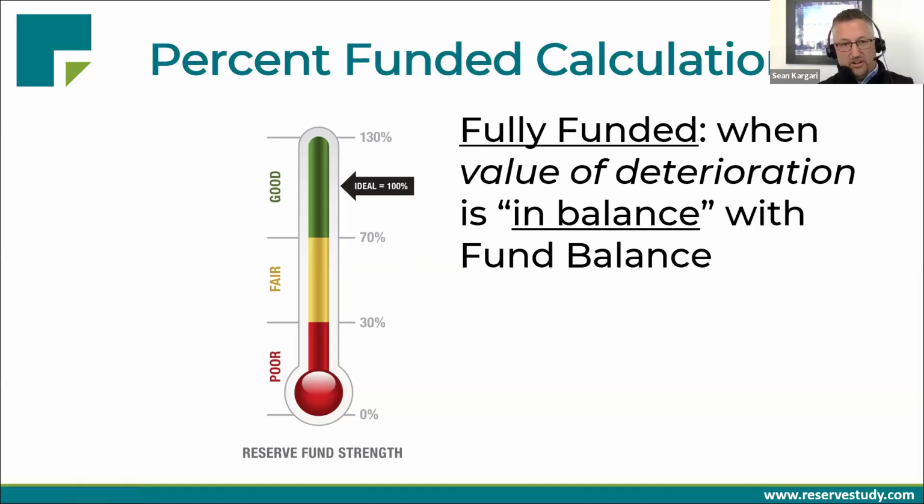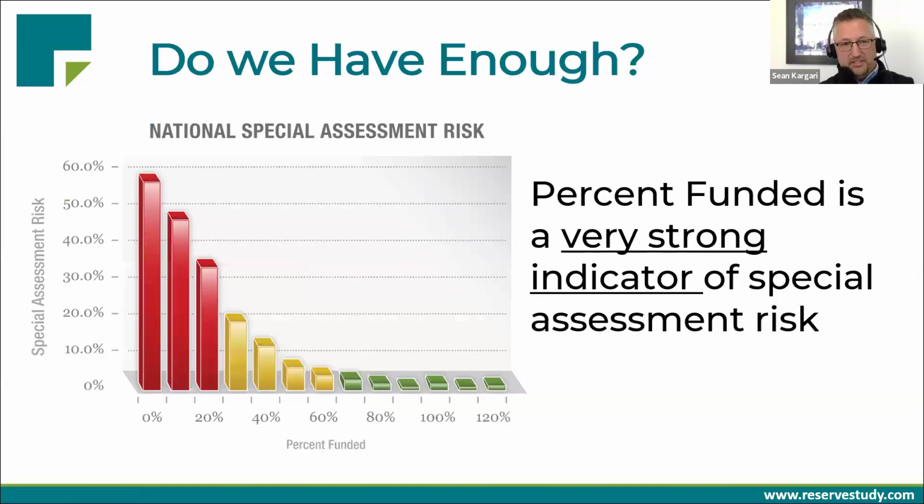To visualize the overall percent funded ranges here, it's kind of like a credit score for communities. So basically, if you're 0 to 30% funded, your reserves are considered to be in a weak position, and you can see there on the left-hand side, the red columns. What it boils down to is that you have a very high risk of special assessment year to year, and that's why it's considered to be in a weak range.